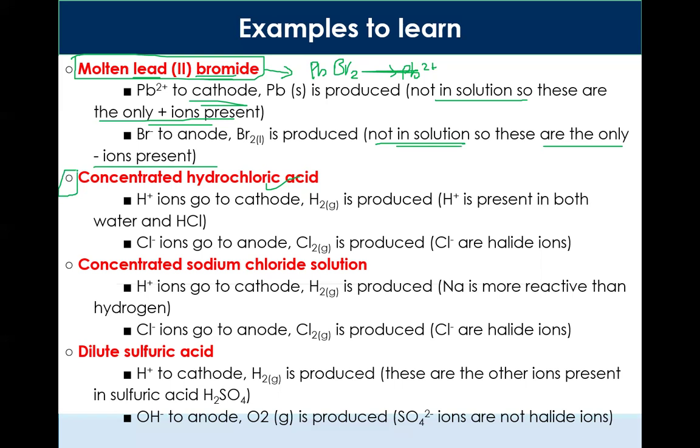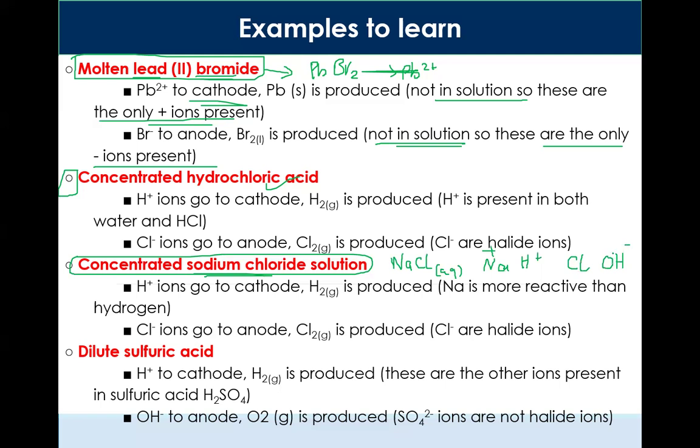But what if you have a concentrated sodium chloride solution? In a concentrated sodium chloride solution, this is not the molten form of sodium chloride, right? This is NaCl aqueous. So what ions are present in this aqueous solution? If you talk about the positive ions, we have sodium, right? And we have the hydrogen ion. On the negative ions, you have the chloride and we have the hydroxide.